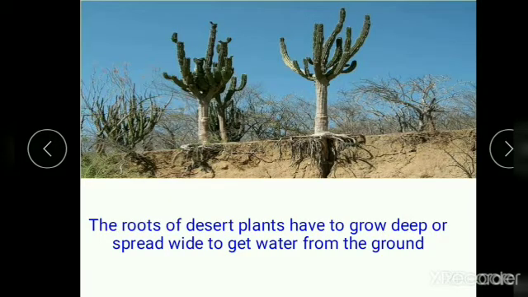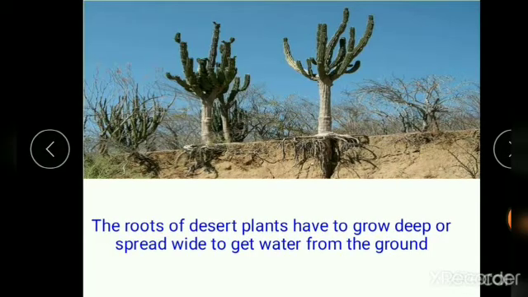Okay. The roots of desert plants have to grow deep or spread wide for what? To get the water from the ground. The roots of desert plants have to grow deep inside the mud and spread wide to get the water from the ground. Now let us learn about the adaptation of one of the desert plants, the cactus. When you hear the word desert plant, what comes to your mind? It is a cactus, right? So we are going to learn about the adaptation of the cactus in today's class.